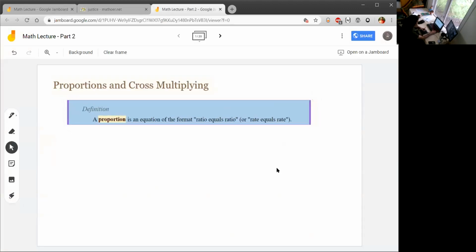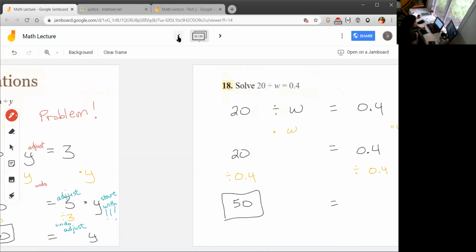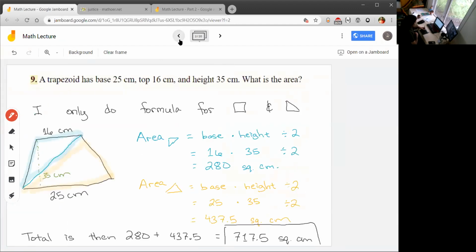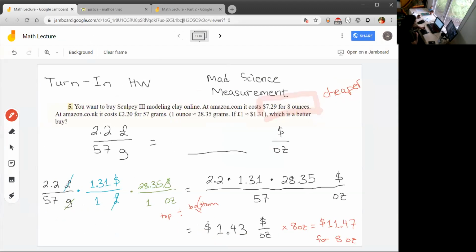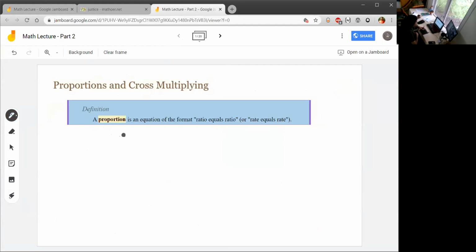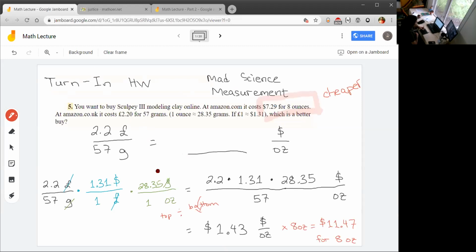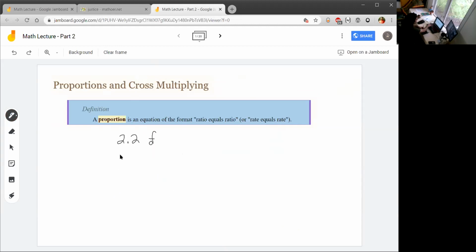So a proportion is an equation of the format ratio equals ratio. So earlier in class, we had 2.2 pounds goes with 57 grams, and we found out that that was the same as, actually let me make this all match because I know what's going to happen later.